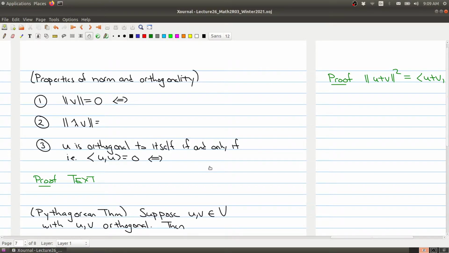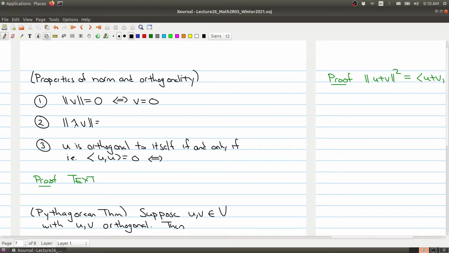So welcome to our last part of lecture 26. In the previous part, I just introduced the norm and orthogonality. So I just want to put out some properties of these two definitions. First of all, the norm of a vector is 0 if and only if the vector v is 0. That's the only way that can happen.